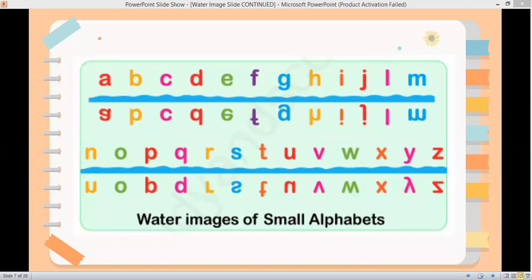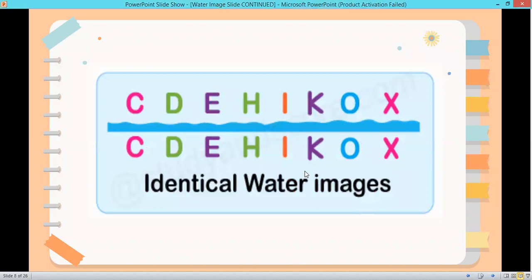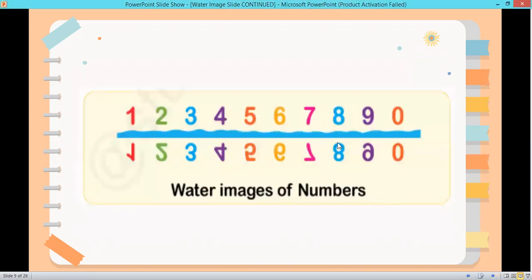So now I have given a slide so that you can easily understand and practice the alphabets which have identical water images. They will not change. They will remain unchanged, like C, D, E, H, I, K, O, X. All these water images remain unchanged. Okay, now we'll proceed to the number part.